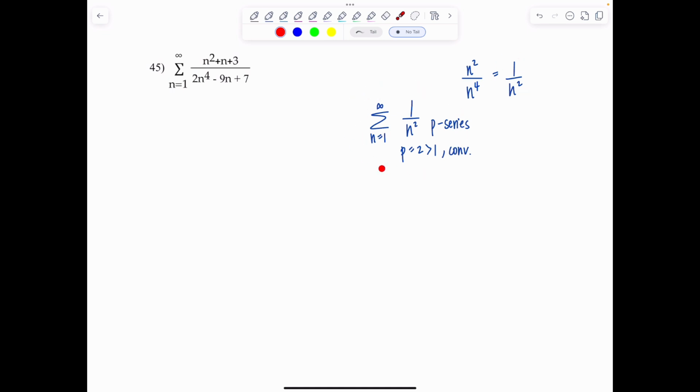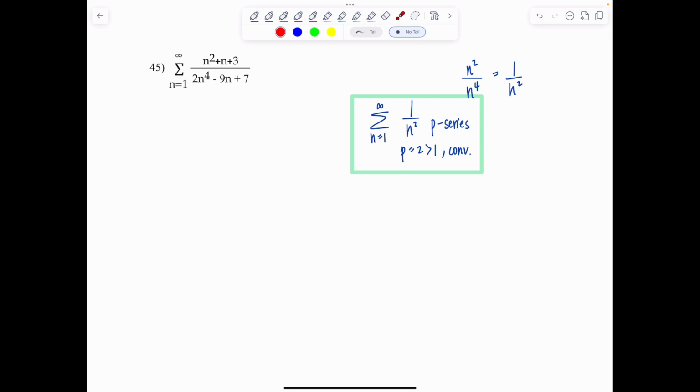So make sure you don't forget to write this part out. Don't just write 1 over n squared converges. That's not true. 1 over n squared, what the heck? That's not even a series. You have to write out a series. That's my point.